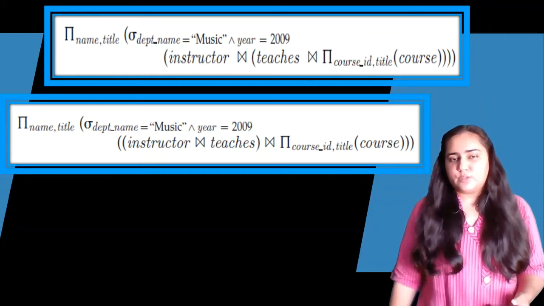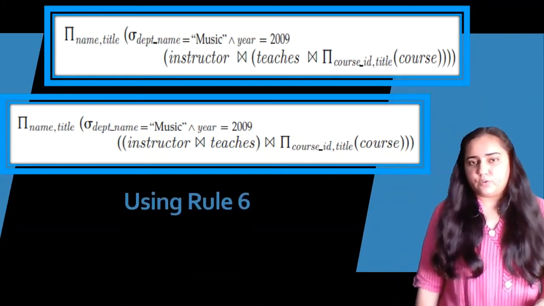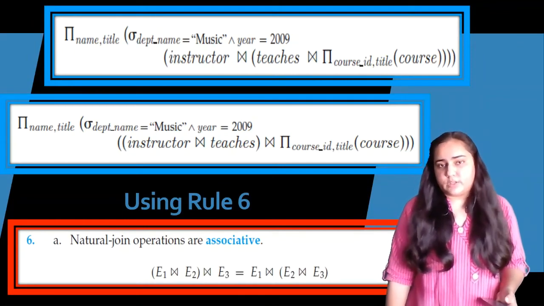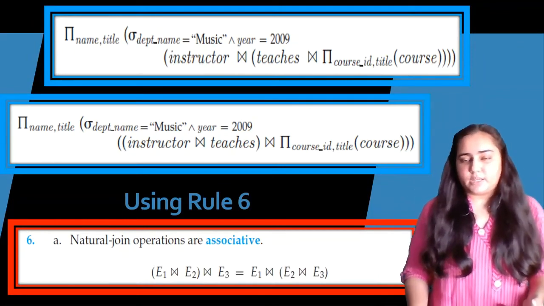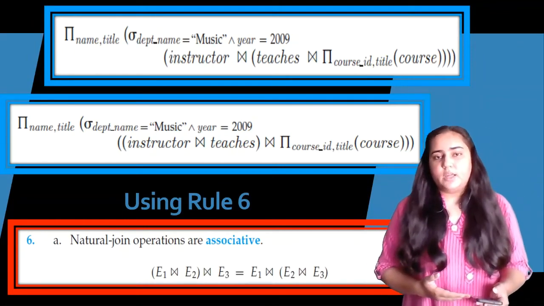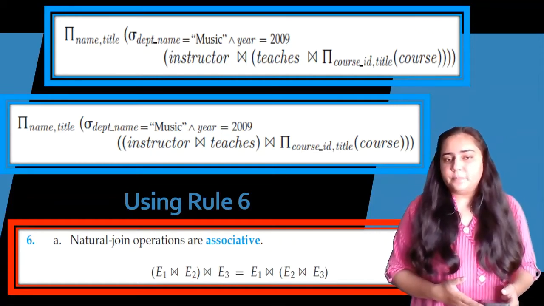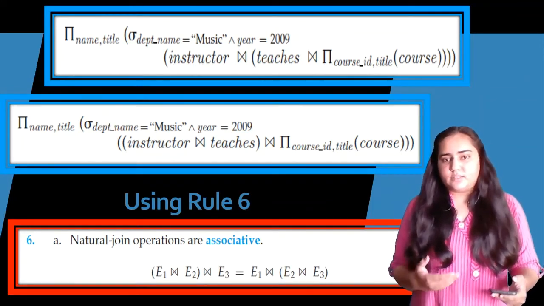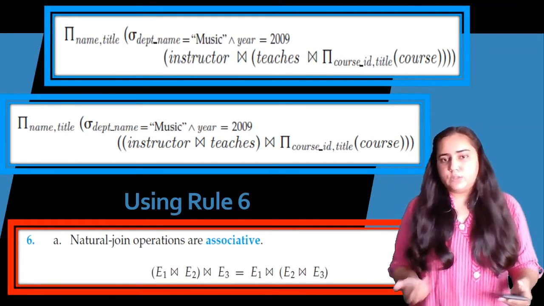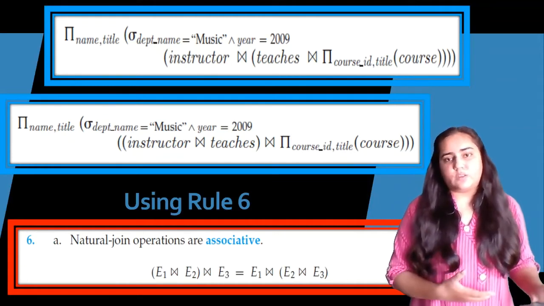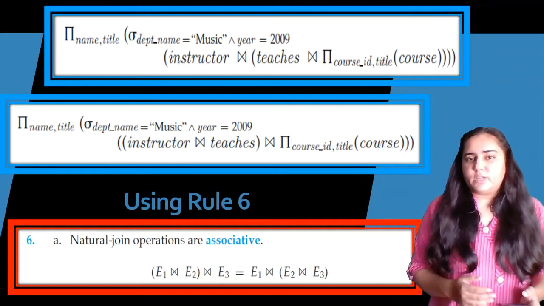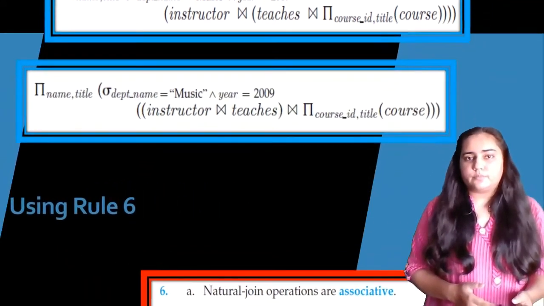So you can guess which rule was applied. This is rule 6, which says that natural join operations are associative. I can change the order of brackets, and that's exactly what I have done here. Natural join of E2 and E3 first, and then the result of that with E1 is equivalent to performing E1 natural join E2 and the result of that with E3. So that's exactly what I've done, and this is what my query looks like now.